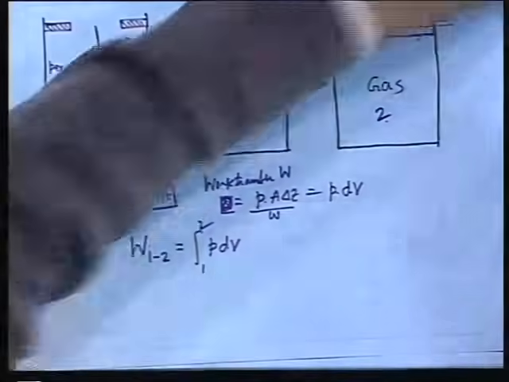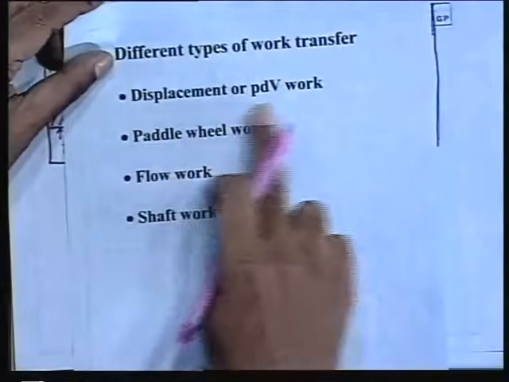That means when you consider some weight coming from this position to this position, the difference in potential energy is actually the work delivered by the piston, because no work is being dissipated. So this is the way one can conceive that if there is a closed system which has a pressure P and volume V, initially for example P1 and V1, and comes to a state P2 and V2 by expansion through a series of quasi-equilibrium states, then the non-dissipative work which comes out is equal to the integral of PdV. And this work is known as displacement work or PdV work.